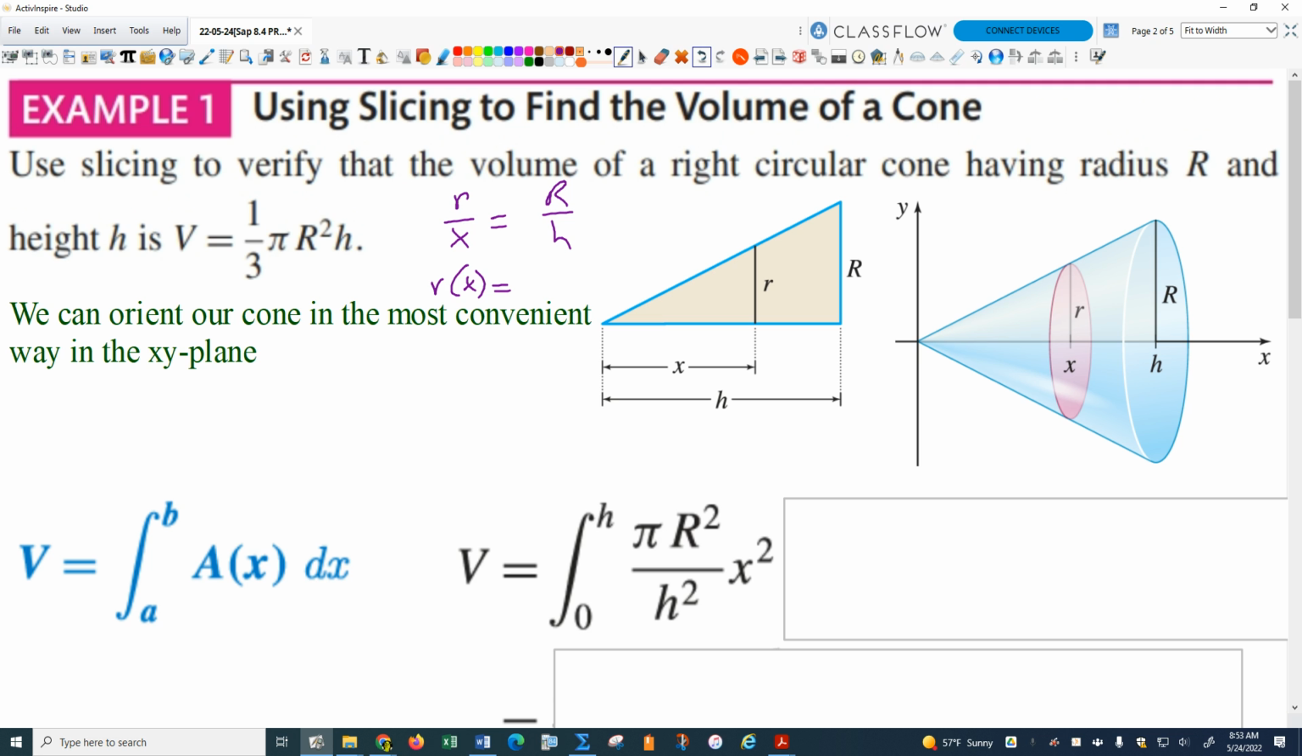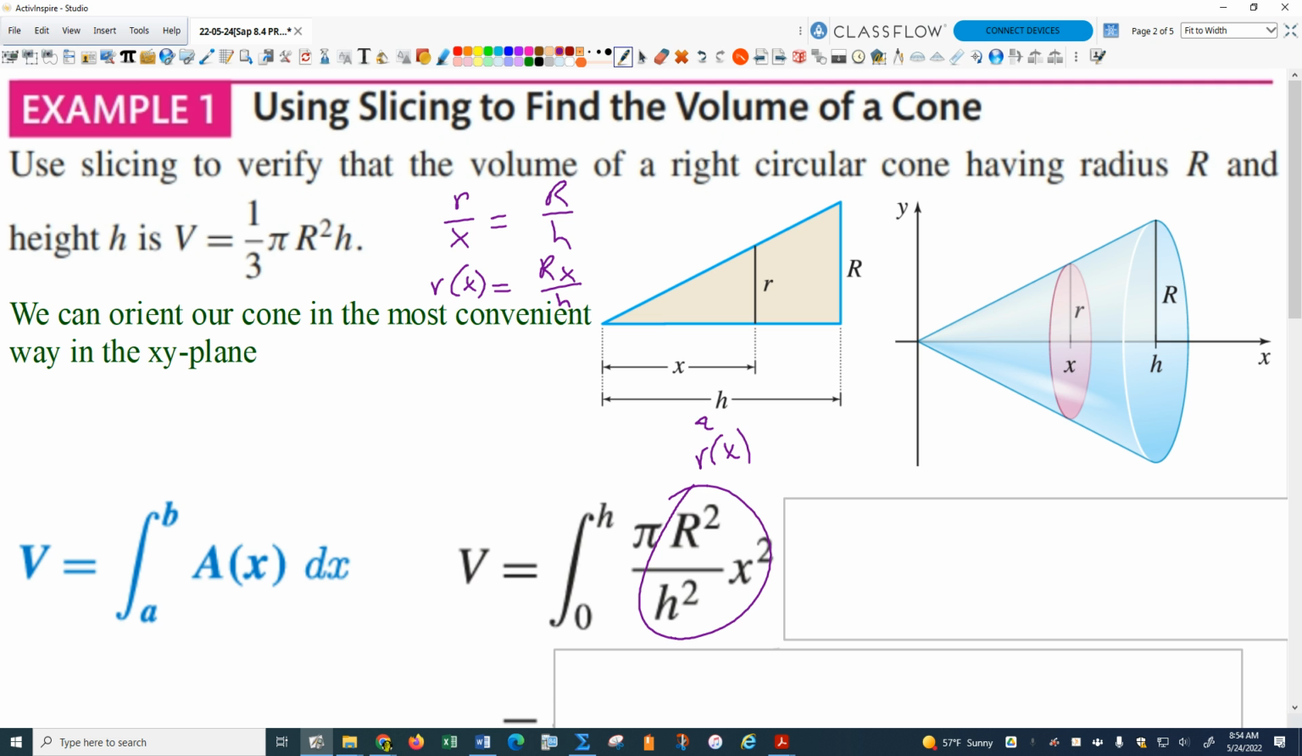it just equals capital R x over h, right? And we know that the area of a circle is just pi r squared, so there it is. There's r of x squared, right? Okay, makes sense? And we're just going to integrate that. We're just going to add those slices up as x goes from 0 up to the end of the cone, which is at h, the height of the cone. Okay? That's the cross-sectional area. What's the thickness of each slice?